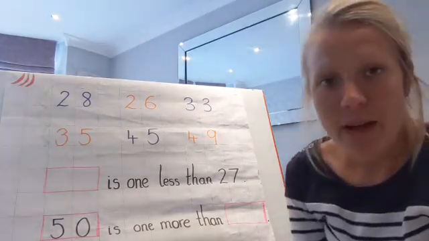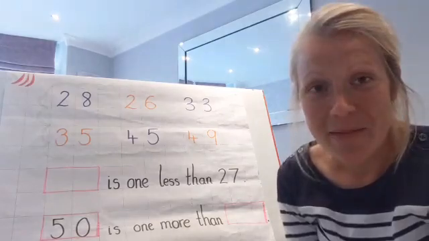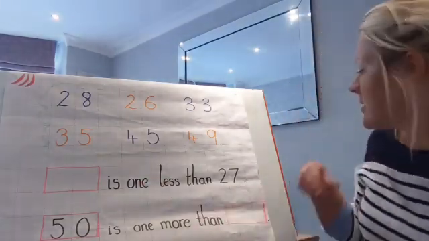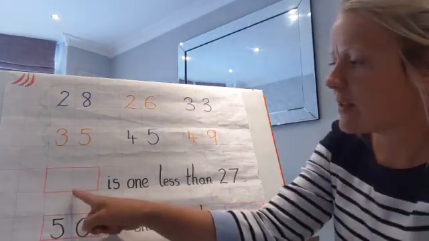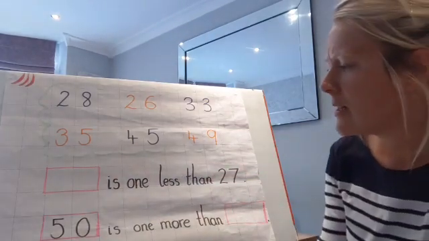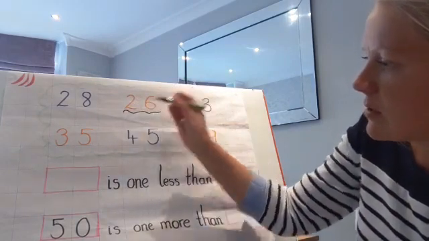Okay, before we end the session, let's see if you were right. Did you find lots of numbers around the house? I know I did. So, the answers to these: something is 1 less than 27. What number is 1 less than 27? That's right. 26.